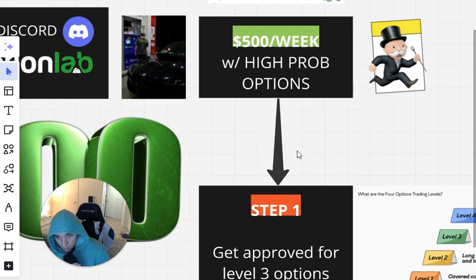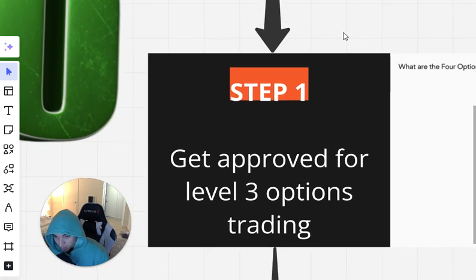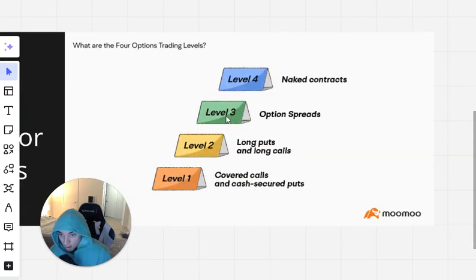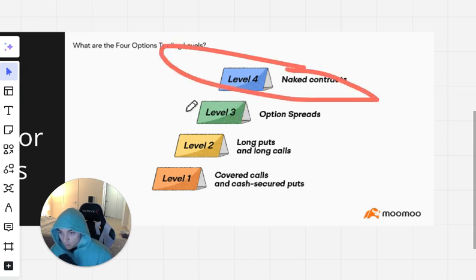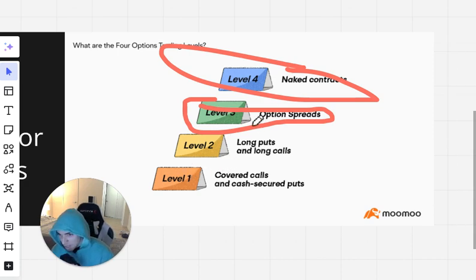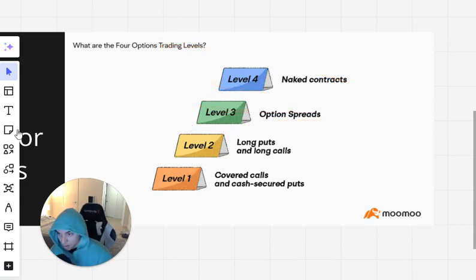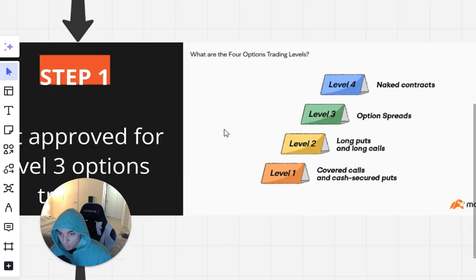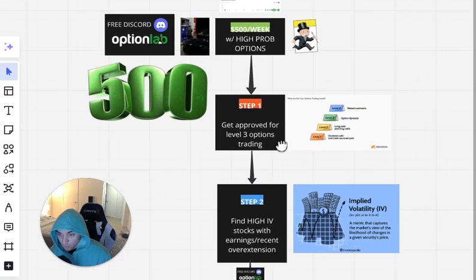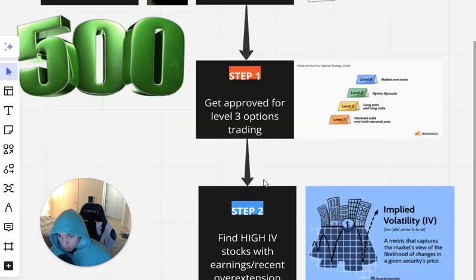So step number one in the process is you have to be approved for level 3 options trading. There's 4 levels typically that we think of. Number 3 is going to give you option spreads. So if you're trading on a really small account, we're not going to worry about naked contracts for now. We're going to be mostly playing with bull put spreads, condors, that type of thing with a smaller account size. So I'd say get approved for level 3. That's going to allow you to play these strategies that I'm about to talk about.